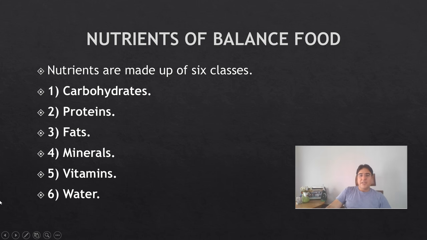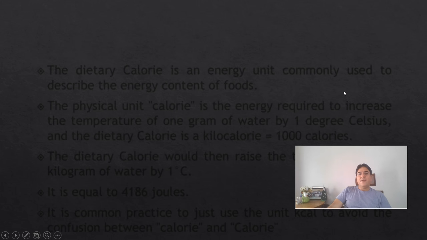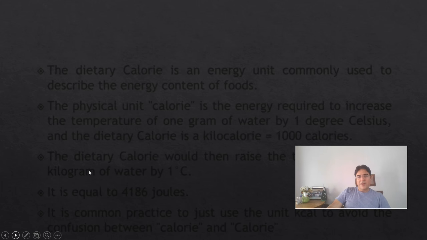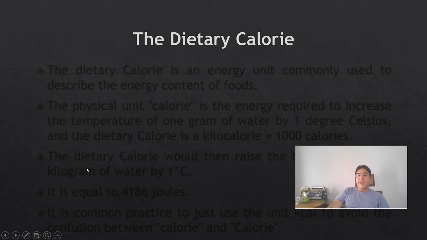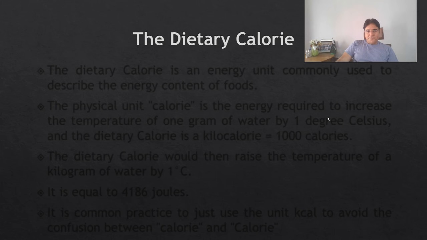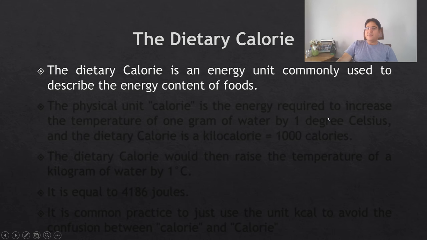Next is protein. Protein is another component that is required by our body. But before I go there, I must tell you how much we need. So let's go to our next topic, which is the dietary calorie. Calorie is a unit of energy, as you all know. Joule and calorie have a relationship. The dietary calorie is the most common unit of energy described for food.